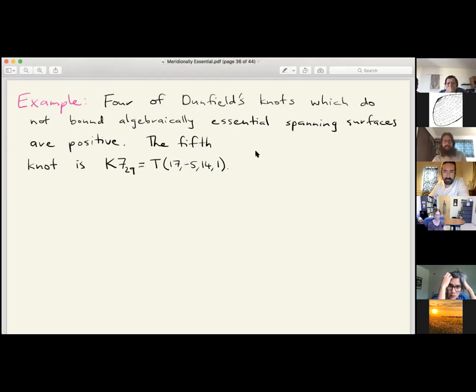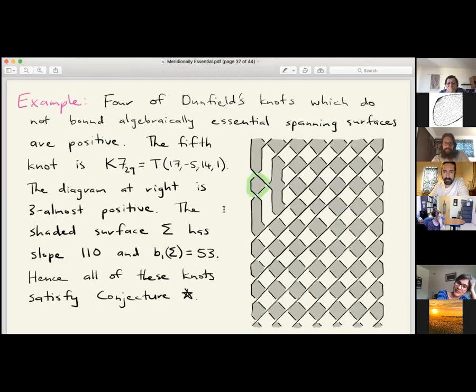The naive diagram you would draw here would have something like 262 crossings with about 80 almost positive. But I found a slightly better diagram. This is a braid diagram. You close it up, take the braid closure. This is now 3 almost positive. That's not quite enough to satisfy the conjecture because I don't know the genus.